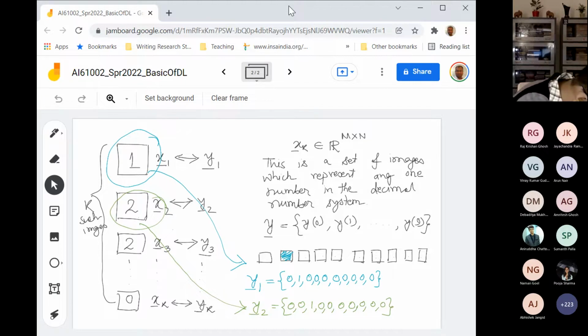So something which we know about y now is that this y belongs to a set of binary representations. It can either be 0 or 1, and this will be a tensor which is 1 cross 10. So it has 1 row and 10 columns. This is something which I know about y.